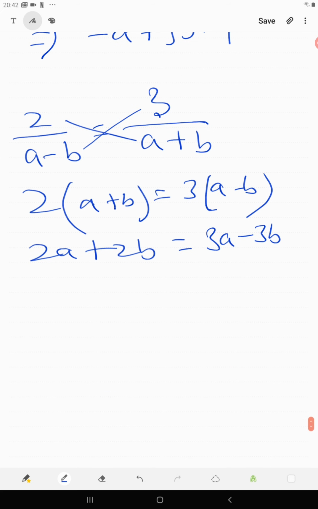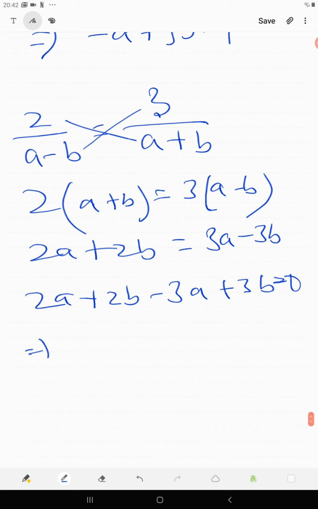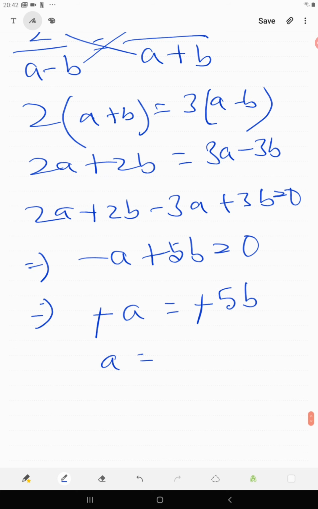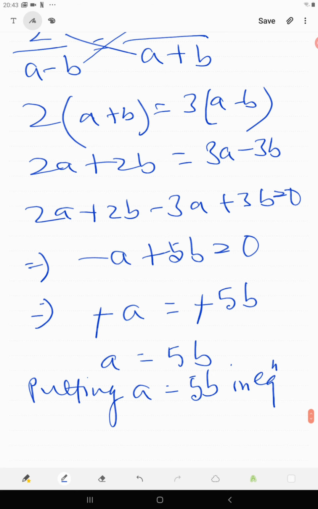Now bring it to the left. So 2a plus 2b minus 3a plus 3b equals 0. So 2a minus 3a is minus a, 2b plus 3b is plus 5b, equals 0. So what we are getting is minus a equals minus 5b. So minus minus cancel out, and what we got is a equals 5b. Now put this a equals 5b in equation 3.